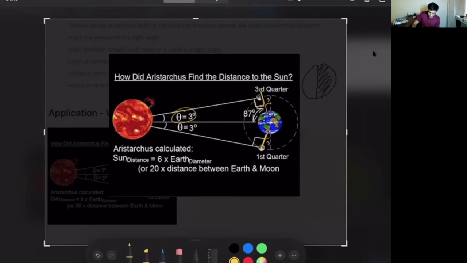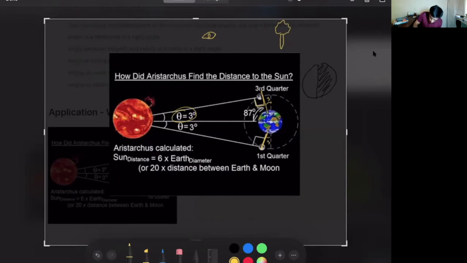Also, you can use it if you are looking at something. I'm gonna draw an eye, right? And there's a tree here. Then you are seeing the top of the tree and the bottom of the tree. This is D. This is D. Then you can also do stuff with this. Okay, so it's actually pretty cool.